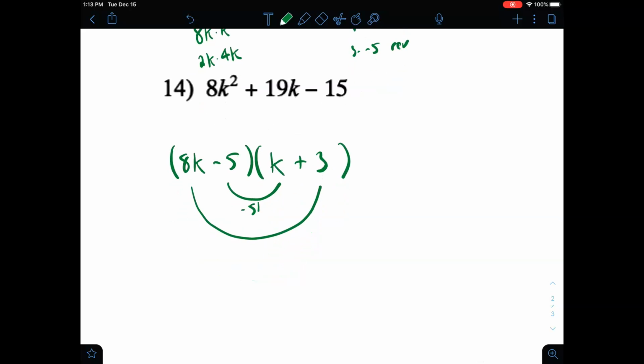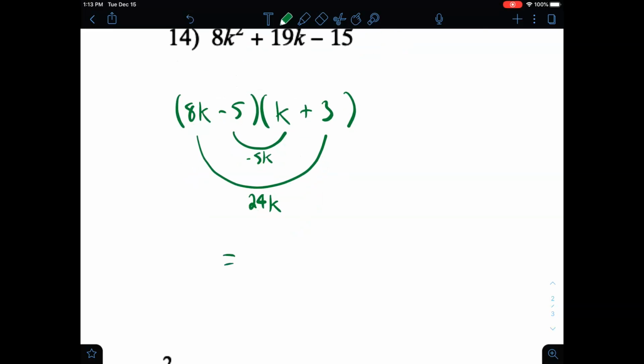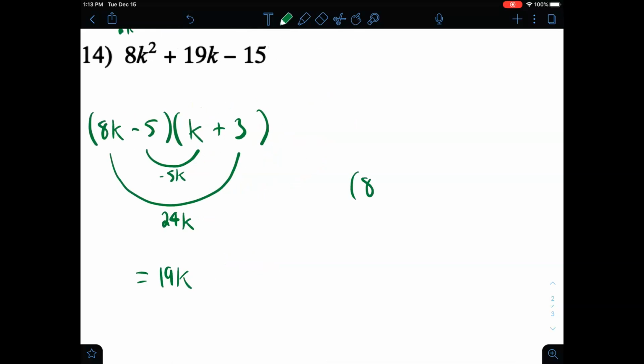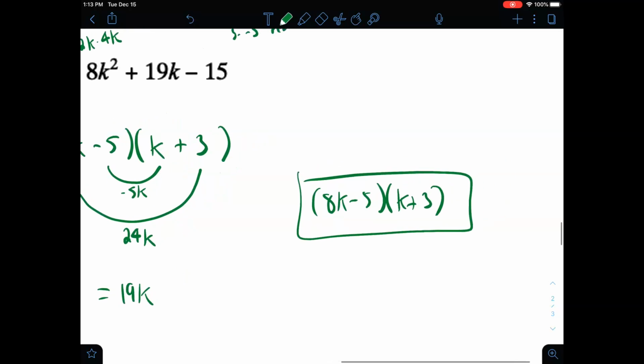So negative 5 times k is negative 5k. 8k times 3 is 24k. Ooh, that's going to work. There we go. That's going to equal 19k when you add those together. So our final answer is going to be 8k minus 5 times k plus 3. And there's our answer, okay?